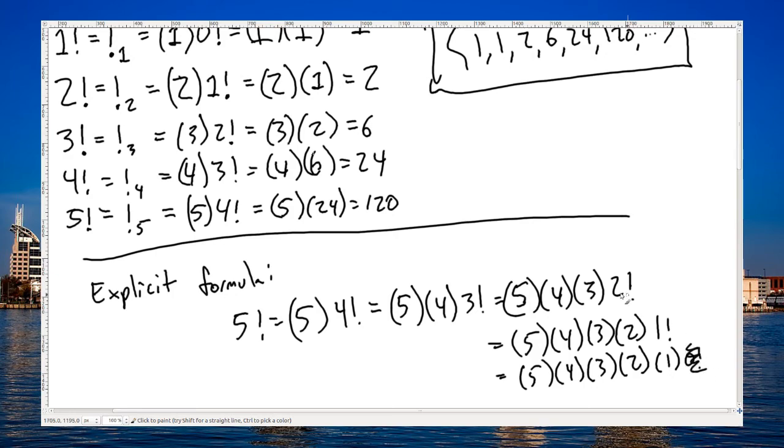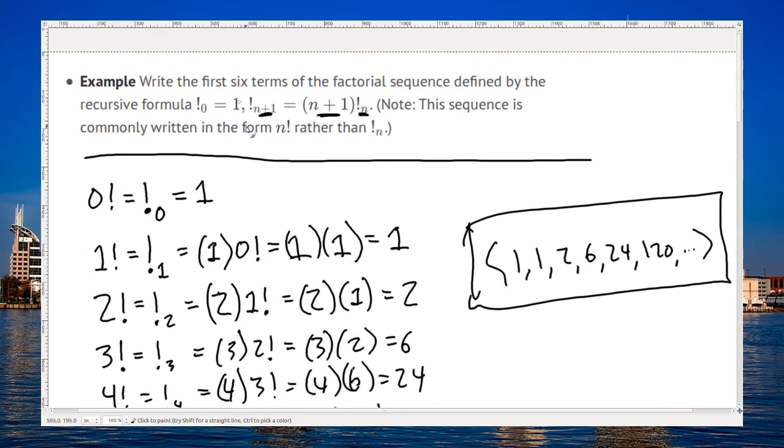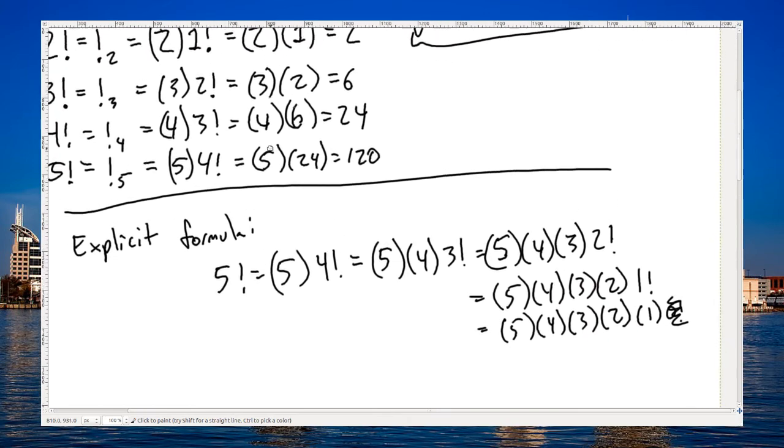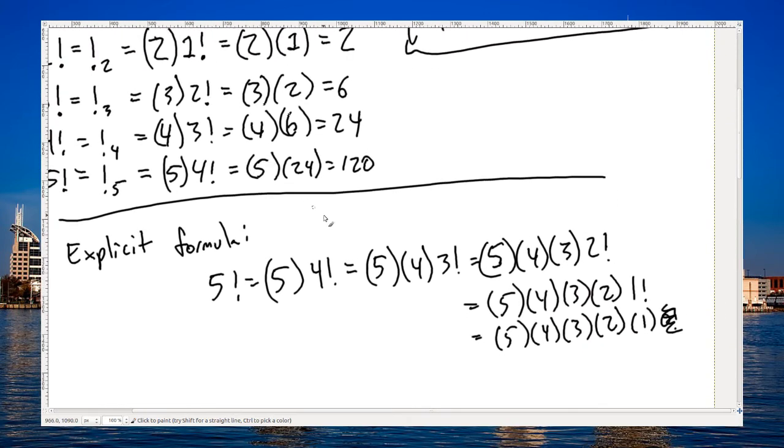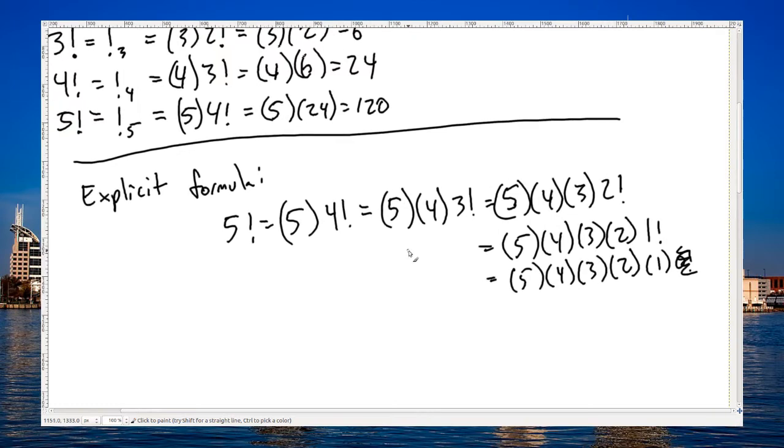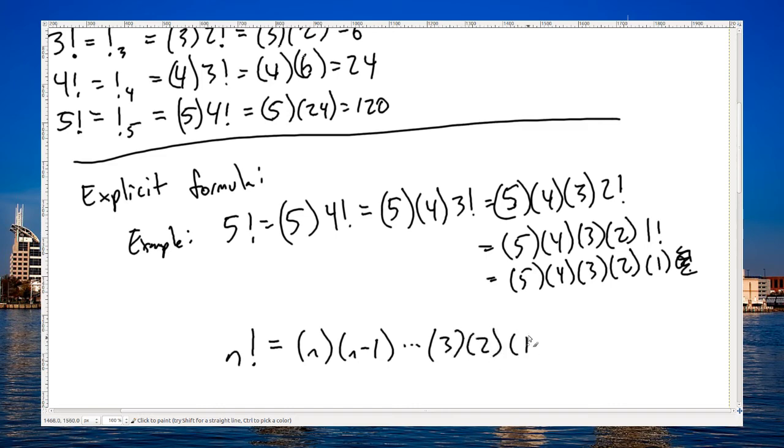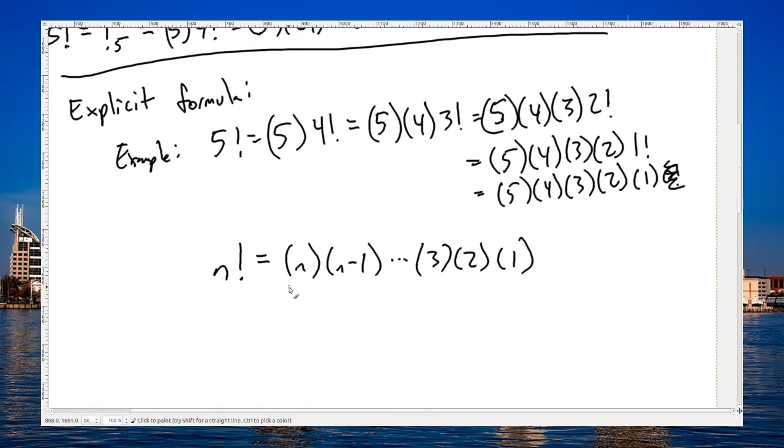And 0 factorial we define at the very beginning just to be the number 1. Basically, we think of that as 0 things being multiplied. All right, and there it is. So the explicit formula, here's an example. It's not hard to see that n factorial is often just described as n times n minus 1 times, keep on going until eventually you get down to 3, 2, and 1. It's the first n numbers multiplied together.